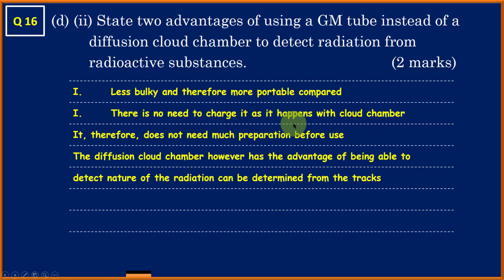So the cloud chamber requires some further preparation before it can be used, but with the GM tube, all you need to do is just connect it to electricity and it's ready to be used. So the GM tube does not need much preparation before use. The diffusion chamber, on the other hand, has the advantage of being able to detect the nature or the type of the radiation, which can be identified from the type of tracks that are produced.